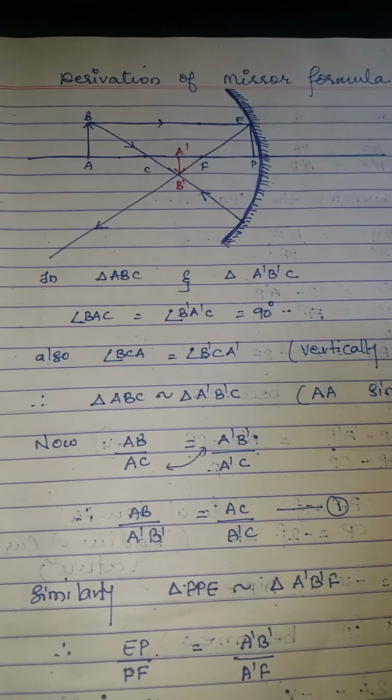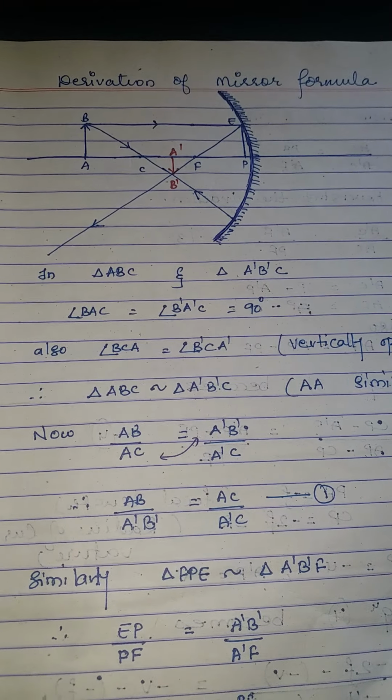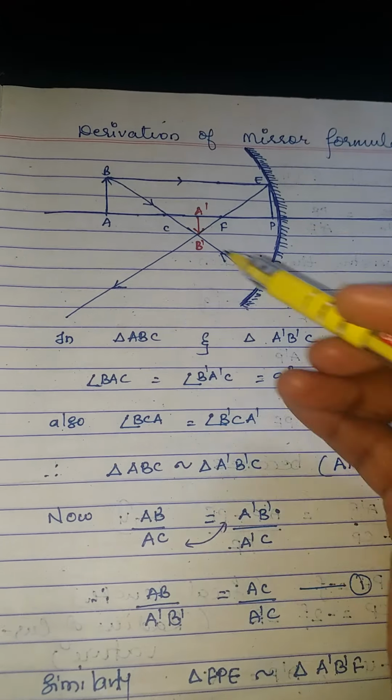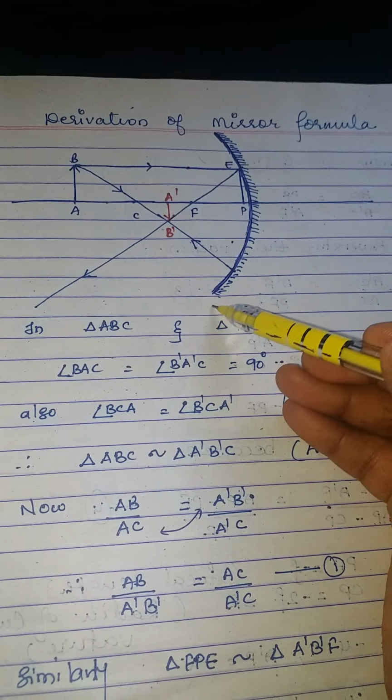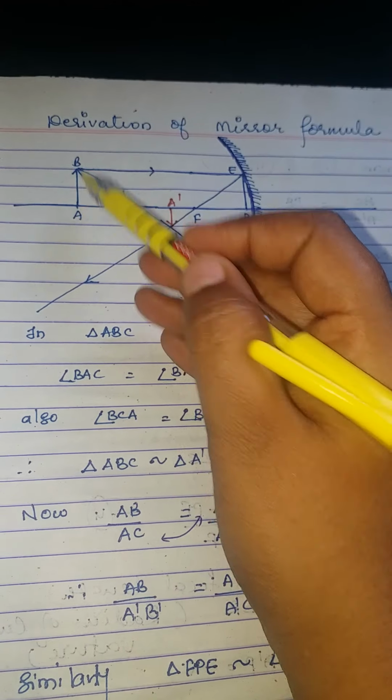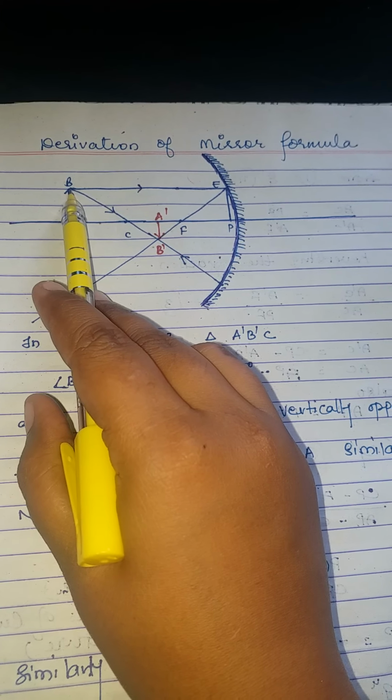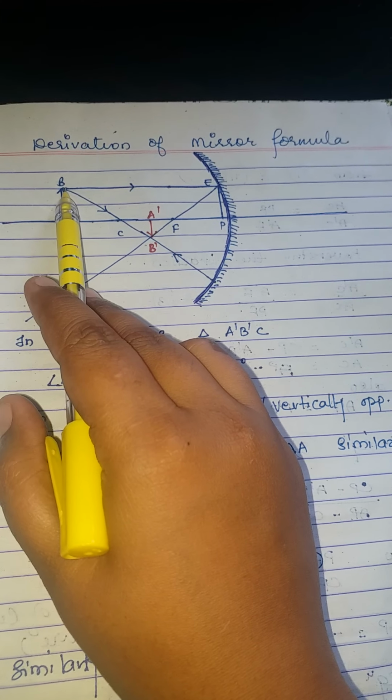So we have selected the concave mirror because it makes a real and inverted image. So let us say there is an object AB and we have a concave mirror. Two rays are incident from this object from point B.